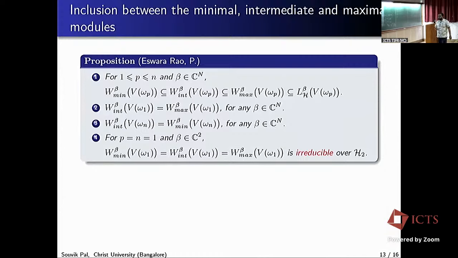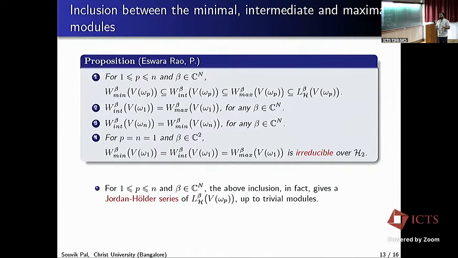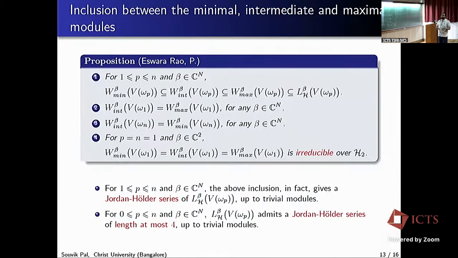Otherwise, it's not. So what I wrote down is in fact a Jordan-Holder series. Really speaking, it's a Jordan-Holder series. So when P strictly lies between 1 and n, it will have length 4 up to trivial modules. And when P is 1 or P is n, it will have length 3 up to trivial modules. And when P and n equal to 1, it will have length 2 up to trivial modules. And P equal to 0, we have also seen it is length 2 only. So they admit Jordan-Holder series of length at most 4 up to trivial modules. Okay, so this is the structure.